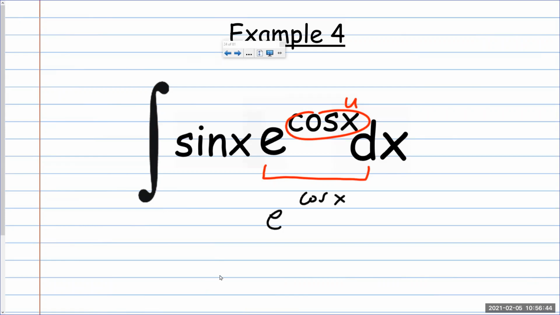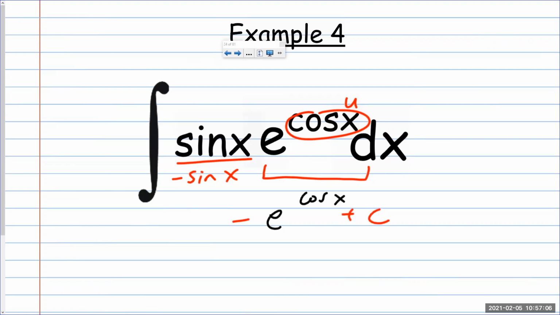So what's the derivative of cosine x? What is the derivative of cosine x? Is it negative sine x? Right? Okay, so negative sine x. Guys, using real algebra, what does this cancel out to? Negative 1 plus Charlie. You guys good with that?